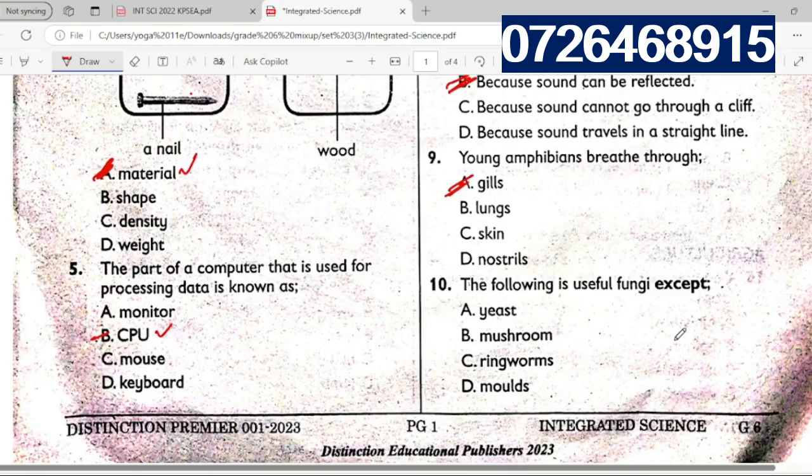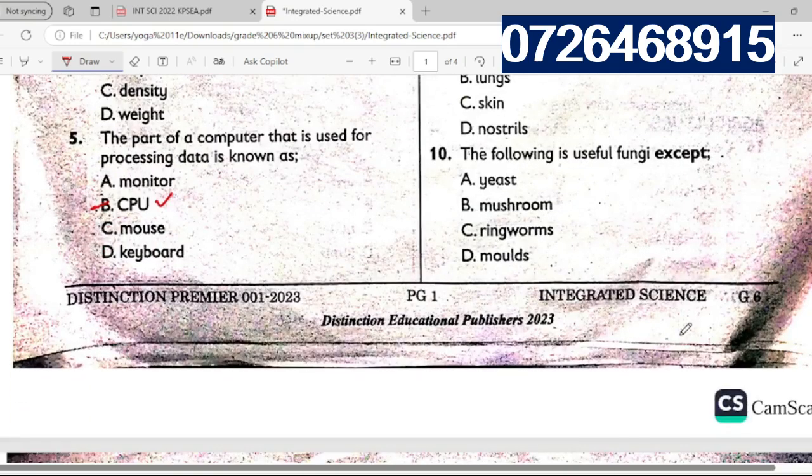The following is useful fungi except. Yeast is useful, mushroom is useful, molds are useful, but ringworms are not.